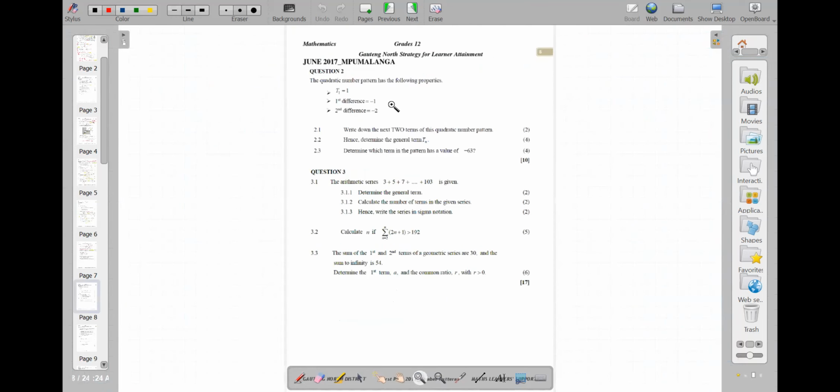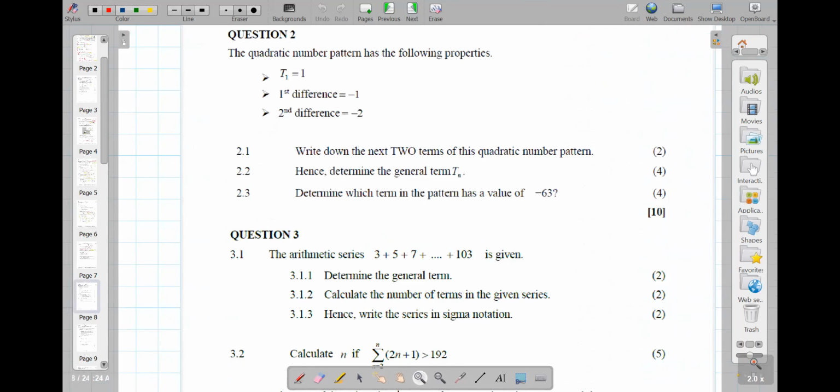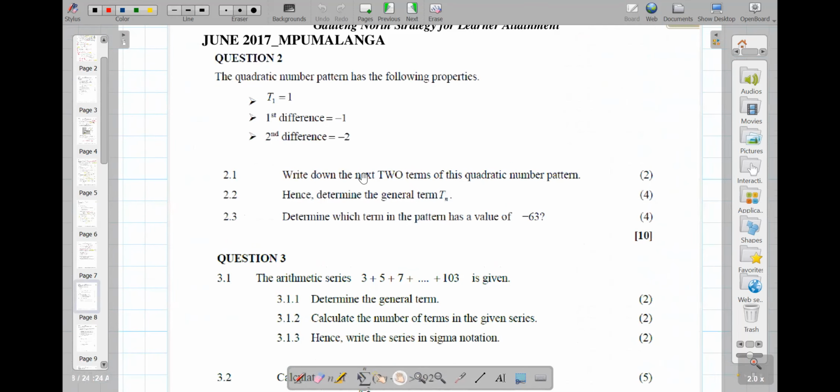Now, let's see. We are given a quadratic pattern, which has the first difference and second difference given, and the first term is given. So it says write the next two terms and determine the general term and which term. Okay, we have the first term and the rest seems the same. So we have 1 and we have something and something. So it carries on. What we know is the difference.